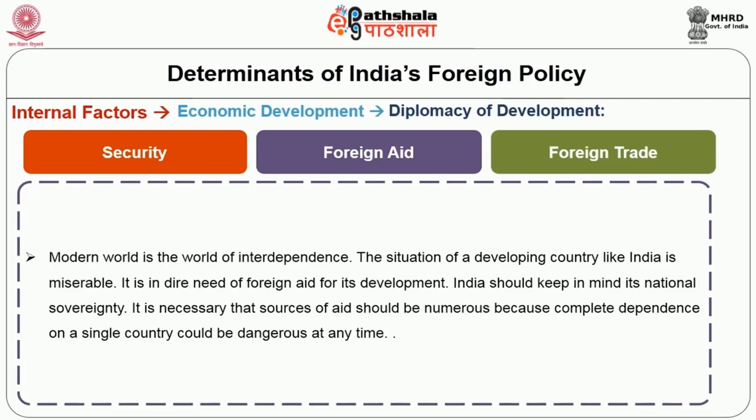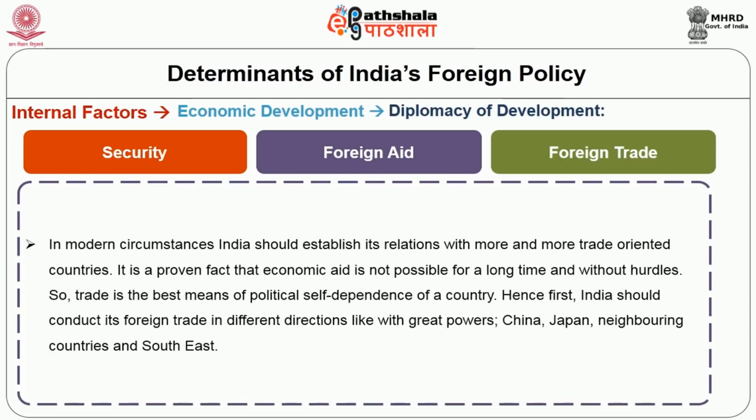The modern world is the world of interdependence. In this context, the situation of a developing country like India is miserable. It is in dire need of foreign aid for its development. India should keep in mind its national sovereignty. It is necessary that sources of aid should be numerous, because complete dependence on a single country could be dangerous at any time.